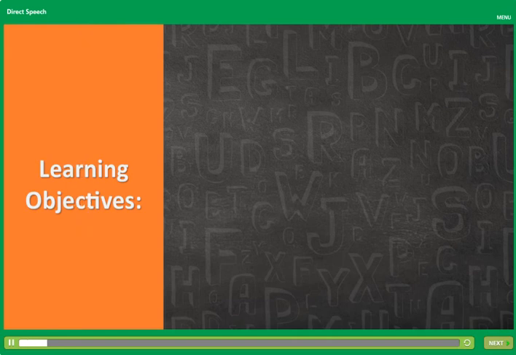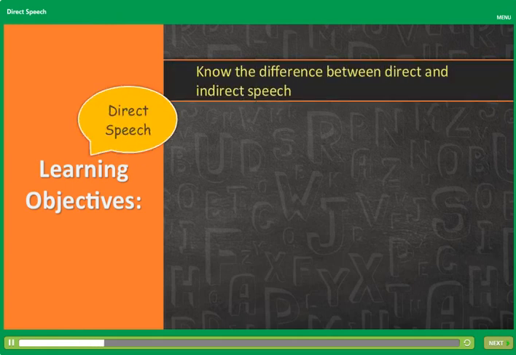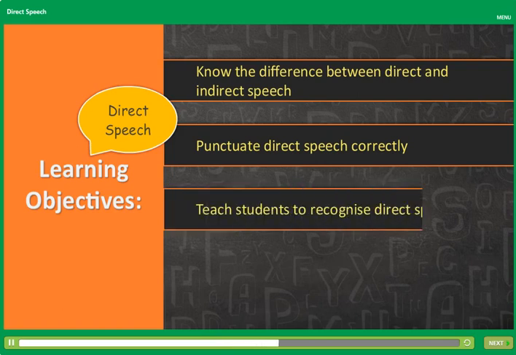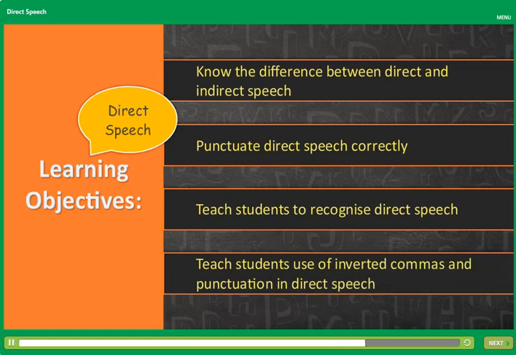At the end of this lesson, you will be able to recognize when direct speech is being used. You will know the difference between direct and indirect speech. You will be able to punctuate direct speech correctly. You will be able to teach your students to recognize direct speech. You will also be able to teach your students the correct usage of inverted commas and punctuation in direct speech.